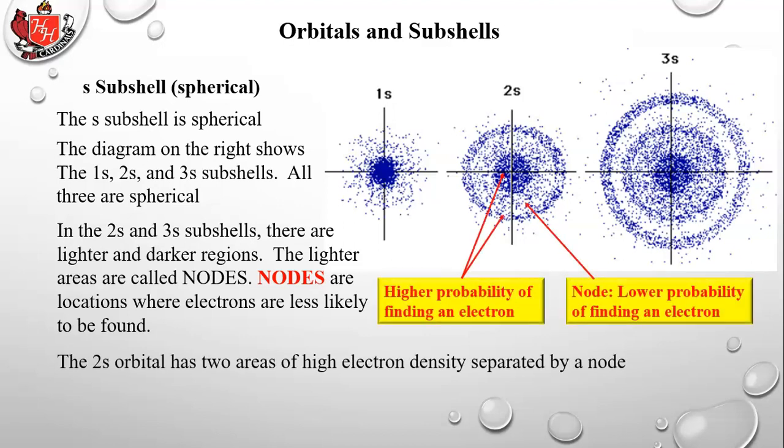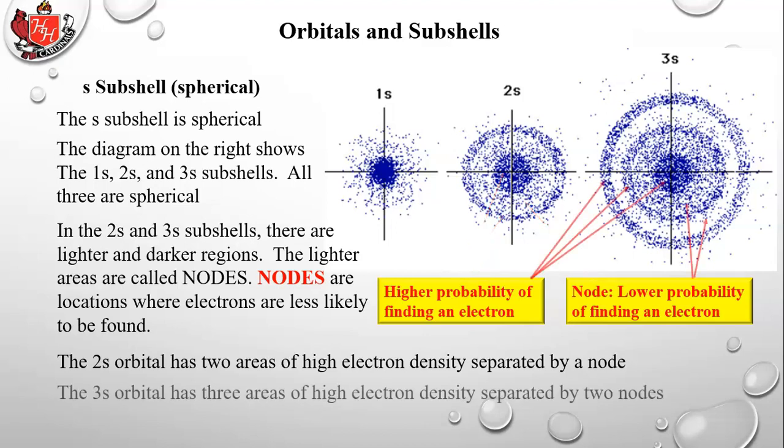So the 2s has 2 areas of high electron density separated by a node. You can see it's pointing to that. The node is the lighter area where it's less likely to be found, and then there are the areas of higher probability of finding an electron. For the 3s, you can see that there are 2 nodes, and there are 3 areas of high electron density, higher probability. So the 3s orbital has 3 areas of high electron density separated by 2 nodes.